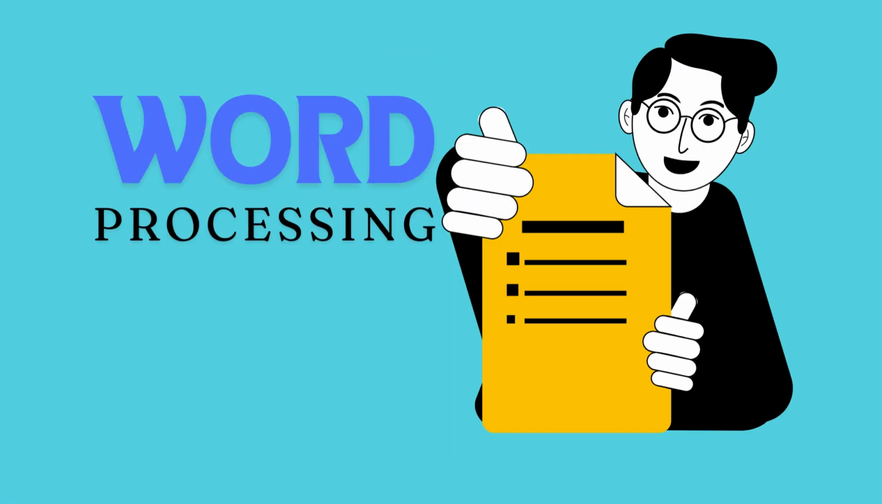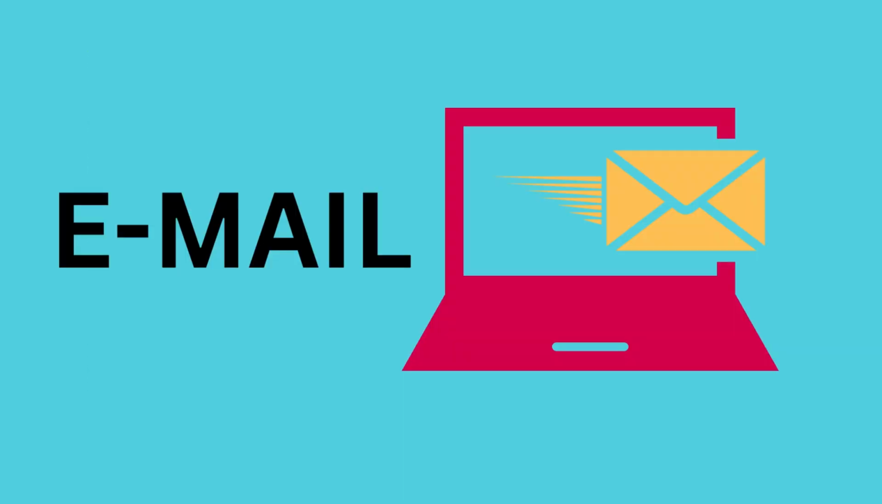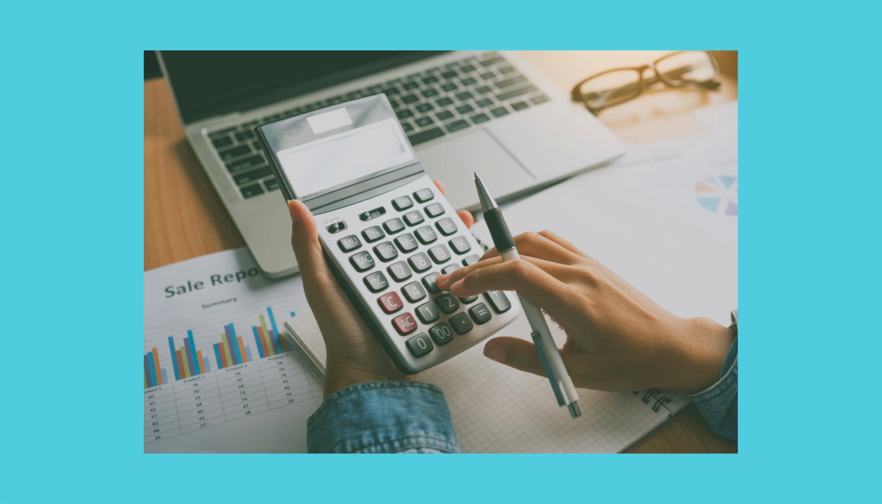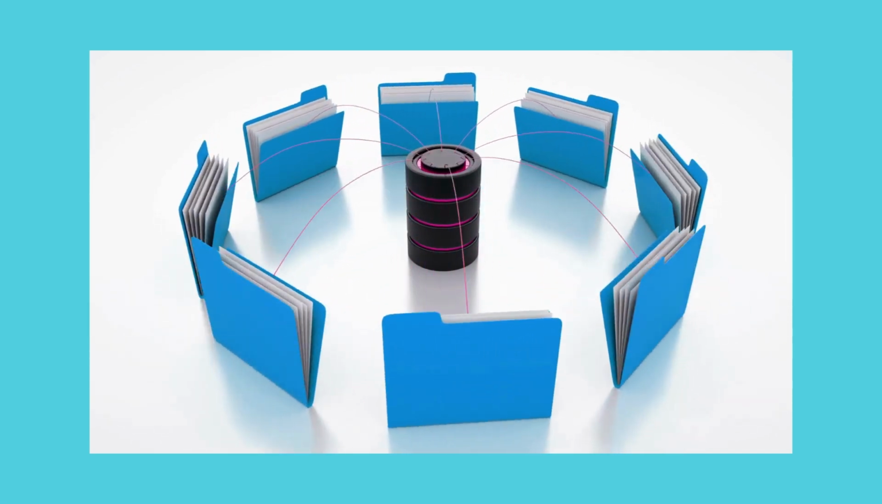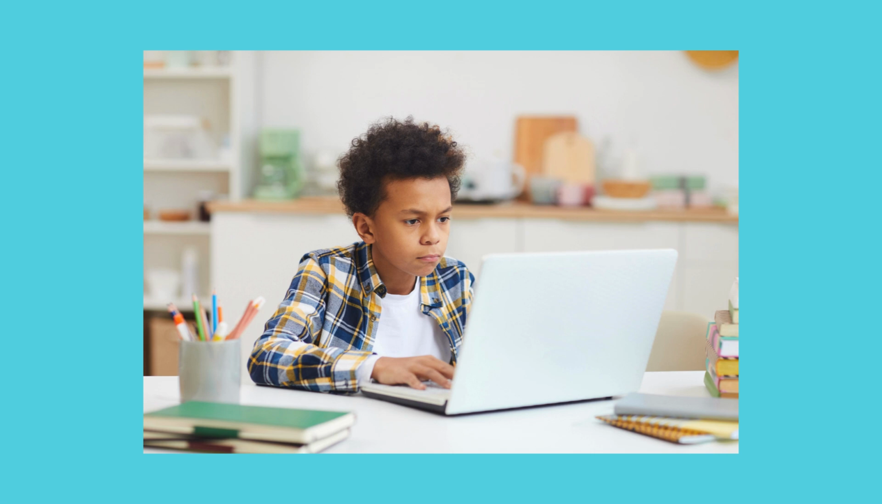like you have in your Microsoft Word, spreadsheets like Microsoft Excel, email that you're familiar with, instant messaging like your WhatsApp and your Facebook, accounting like you use in your calculator, database management where you collect the data of people in the system, internet access like you're listening to this online or offline. When you connect to the internet, it is through the computer. So it also gives you internet access.